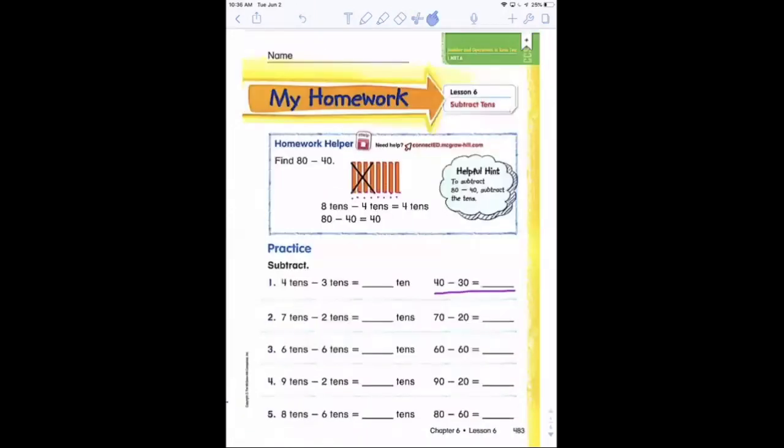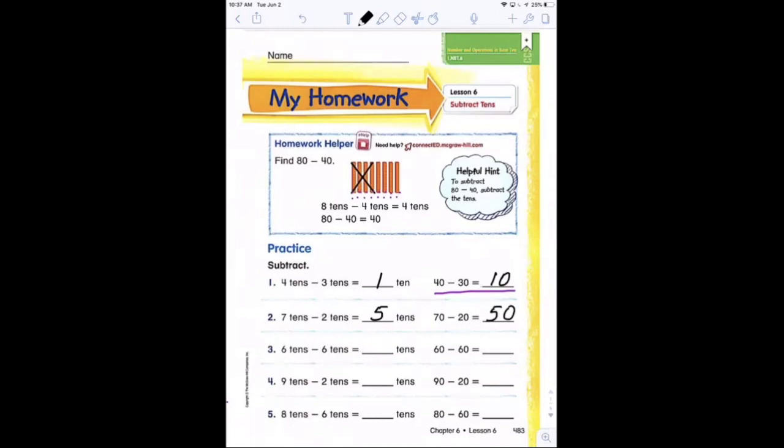Okay, so right here on number 1, we had 4 tenths minus 3 tenths equals 1 tenth. Now 40 minus 30 from our answer from the other page equals 10. Now 7 tenths minus 2 tenths equals 5 tenths from my answer from the other page. And now 70 minus 20 equals 50.